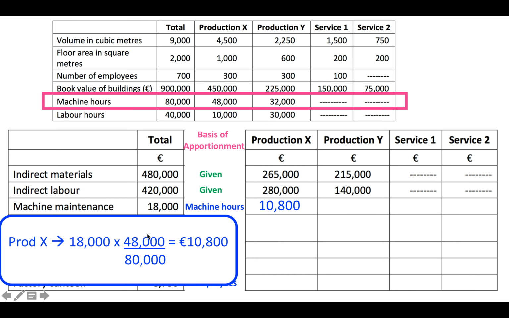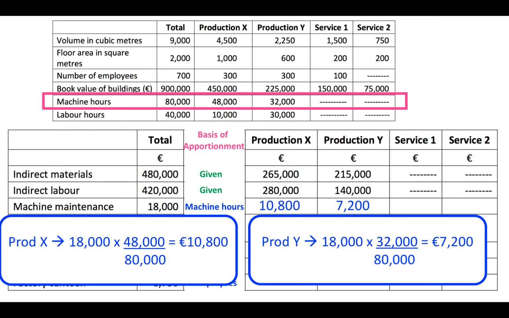If we want to work that out, 18,000 multiplied by 48,000 from production X divided by 80,000 is equal to 10,800. So that's going to go into production X. And then into production Y, we're going to put 18,000 multiplied by 32 over 80, which is 7,200. And nothing goes in service 1 or 2 because there are no machine hours in service 1 and service 2.